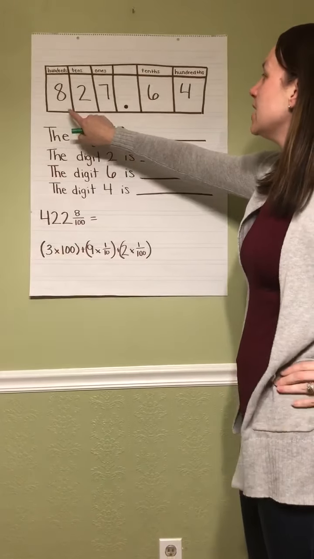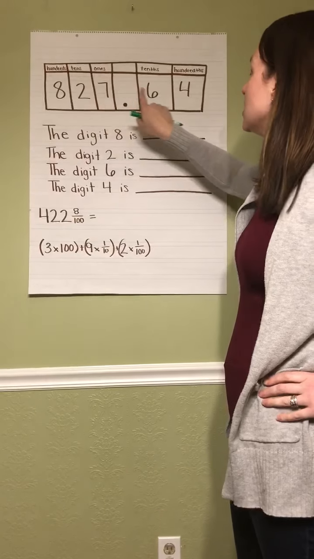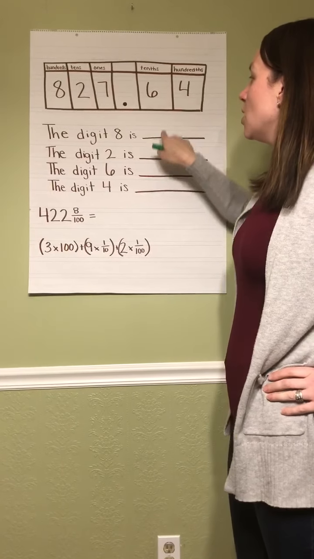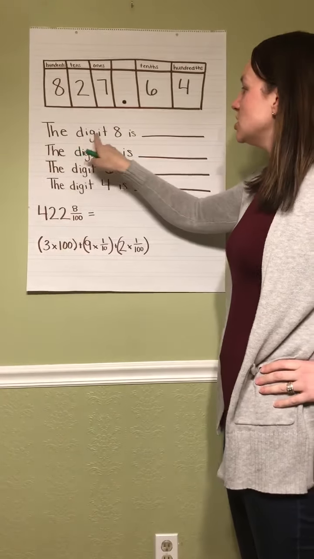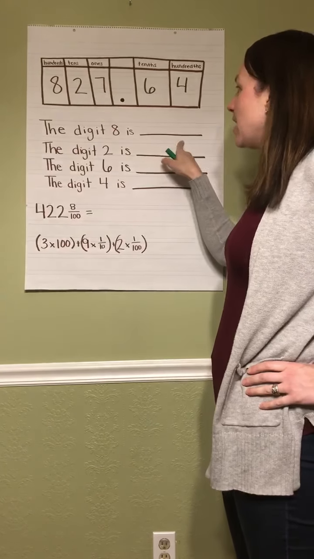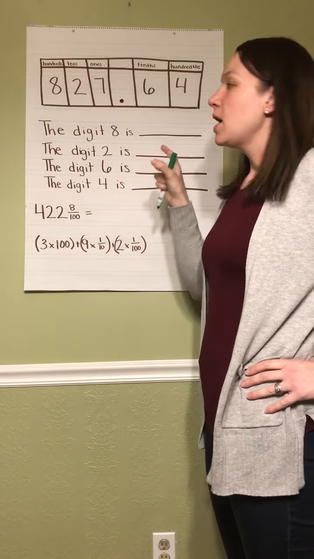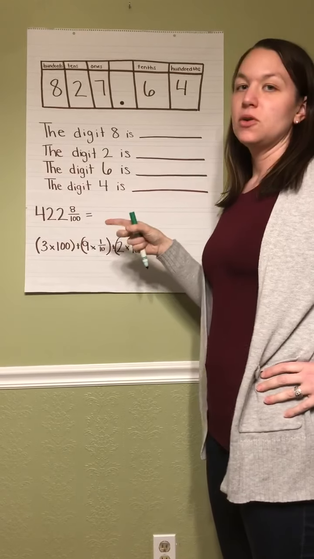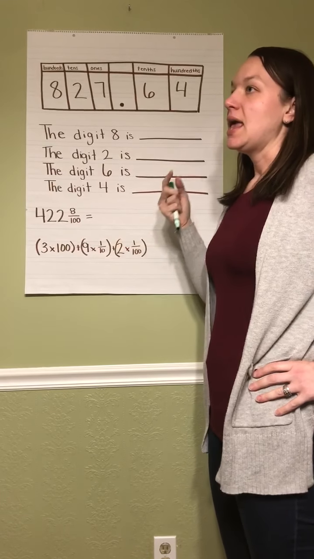So in the exit ticket, it gave you the number 827 and 64 hundredths. When it said the digit 8 is, it wanted the value, but in unit form. So how would you write that? I think some of you are confused about how to write unit form and where to look.